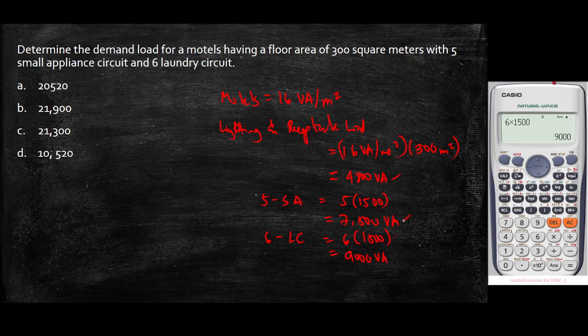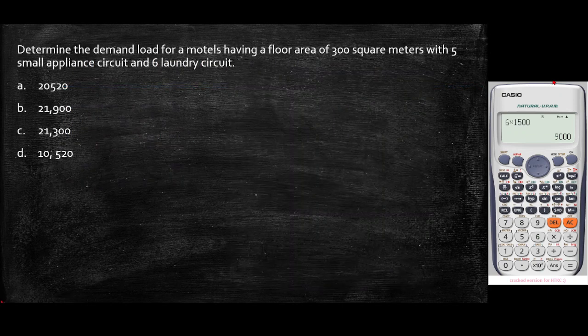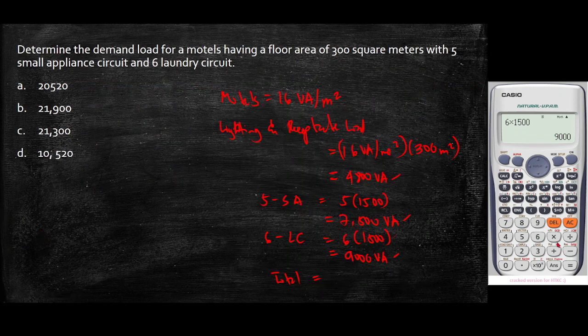Ito, 7,500 at 9,000. So yan magiging total natin. Okay, so we have 4,800 plus 7,500 plus 9,000. We have 21,300 VA. Okay? So para makuha natin yung demand load dito.